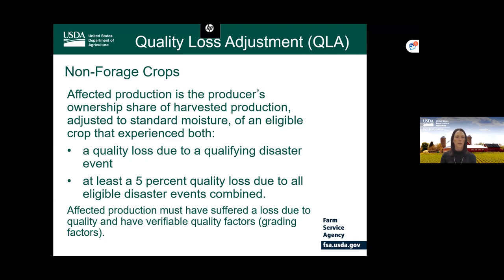The other thing I want to touch on in this slide is the producer's ownership share of the harvested production. If I share in the crop with my husband 50-50, I have 50% of the crop, my husband has 50% of the crop. When we file our applications, we're not going to put 100% of the crop on each application with a 50% share. That's not how this application is designed. We need to put 50% on Laura's application and 50% on my husband's application. So the bushels on the application need to be reduced to include just our share of the crop.